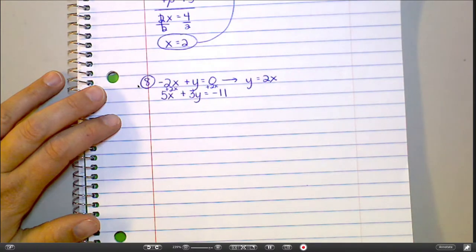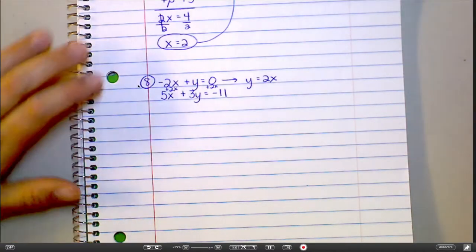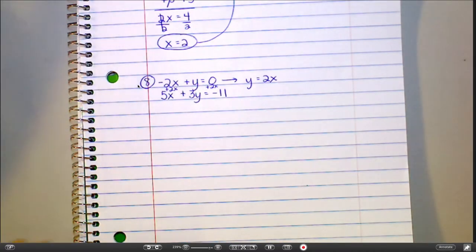Go ahead, Thomas. Do we have to write that we put it in for y? Mm-hmm. No. But on a quiz or something, it's helpful for me to see that so that if you make a mistake somewhere, I can give you partial credit for it. But as far as your homework goes, I don't care. Okay? But on a test or quiz, I recommend it. Okay. So now what do I do? Thomas, you want to walk me through this part? What do I do next?